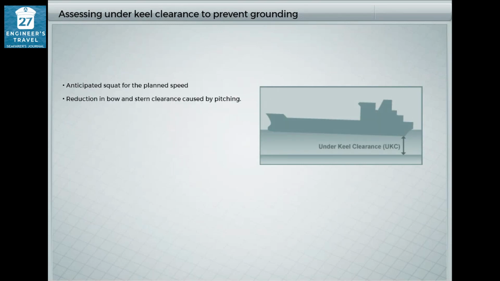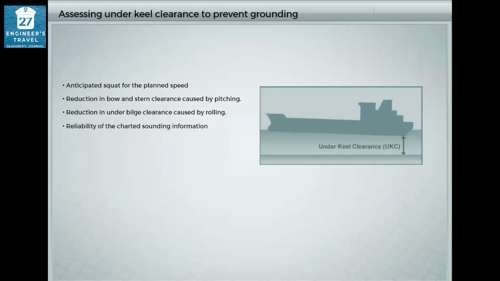Protecting the vessel from grounding is one of the main objectives of passage planning. A properly set up ECDIS can assist with this. Considerations for setting under keel clearance values include anticipated squat for the planned speed, reduction in clearance caused by pitching or rolling, reliability of the charted sounding information, and a safety factor. In addition, port authorities often stipulate a minimum under keel clearance for a vessel transiting their pilotage district.